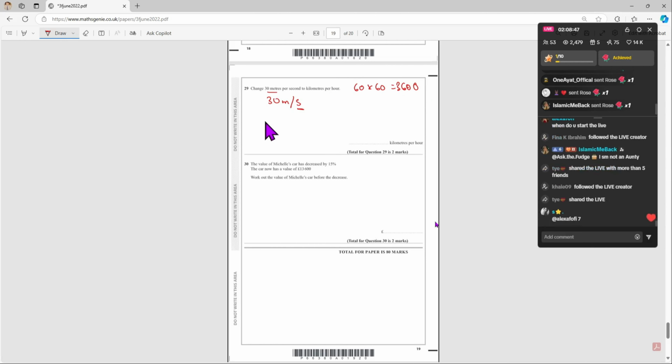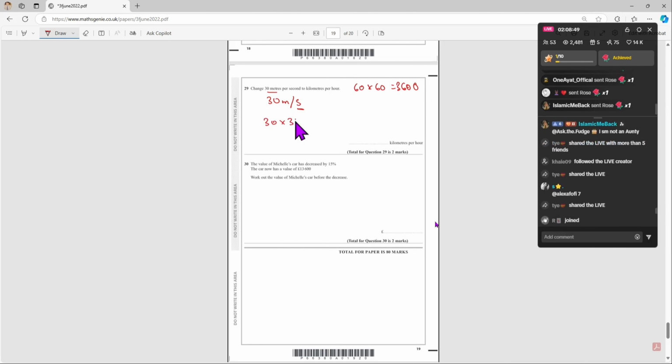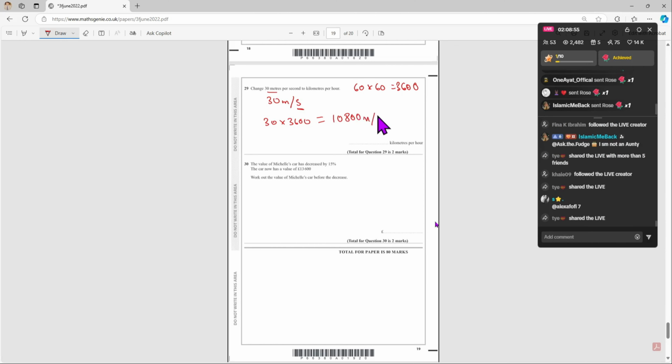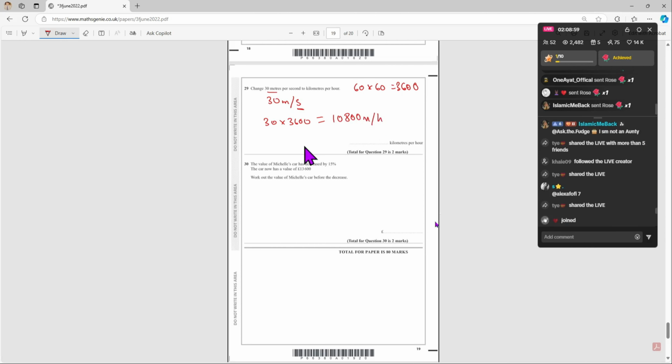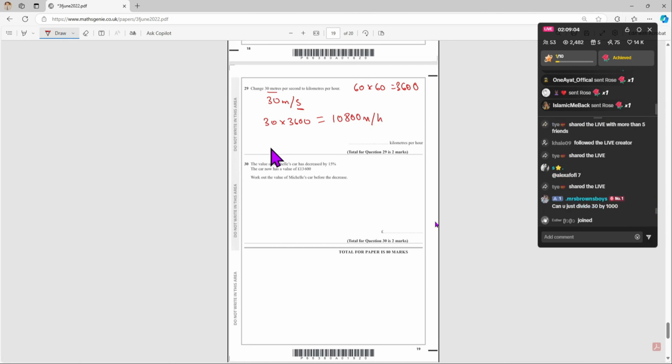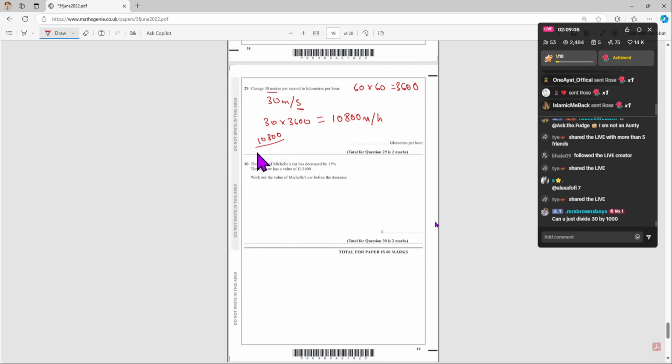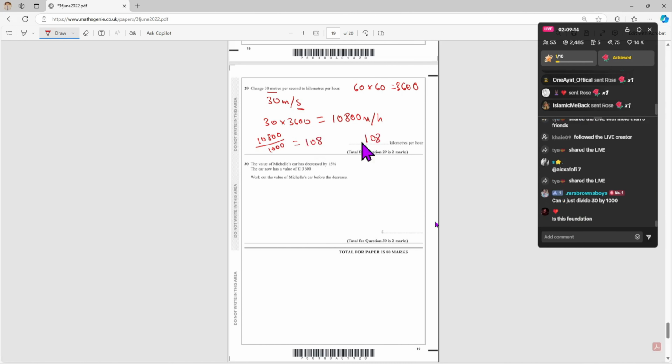So we're going to do 30 times 3,600 seconds in the hour, which will give you 10,800 meters per hour. Then we convert the meters into kilometers, so you divide by 1,000. 10,800 divided by 1,000 gives you 108. So 108 kilometers per hour is going to be your answer.